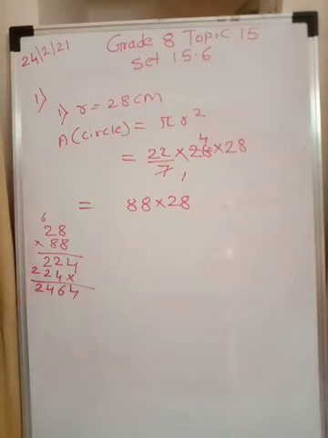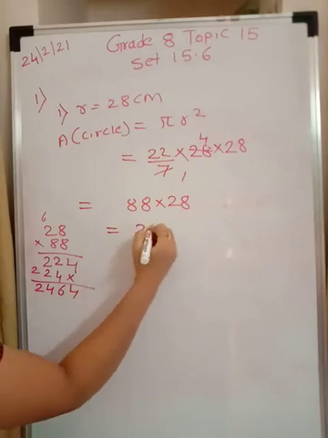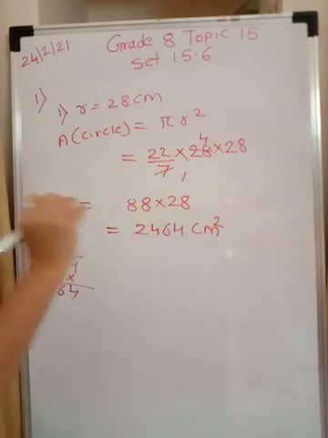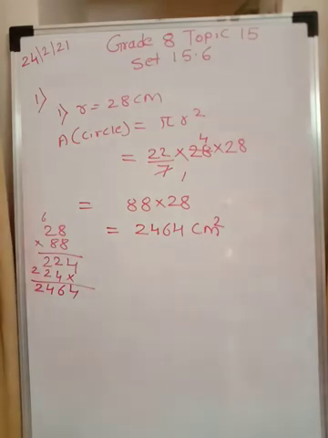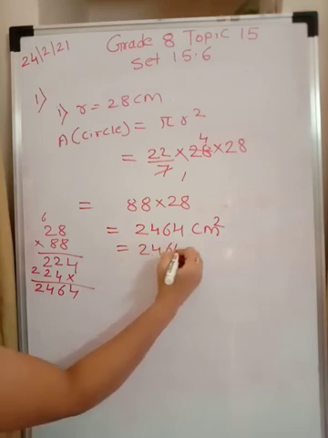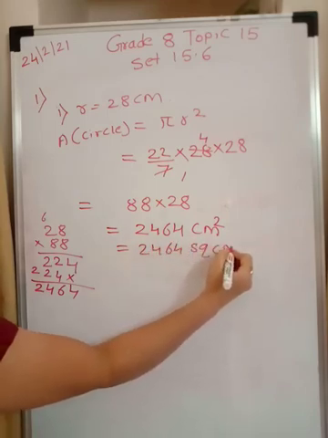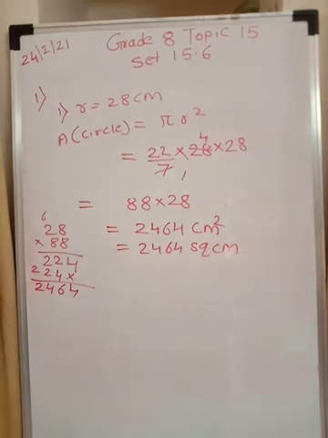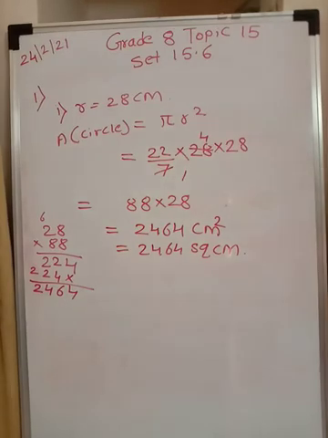So we got 2464, and as it is area, the unit is centimeter square. So you can write this as 2464 centimeter square, or you can write it as square centimeter. Both are the same. I hope it is clear. Please pause the video and take it down, or you can solve it yourself and cross check with the video. Let's go to the next problem.